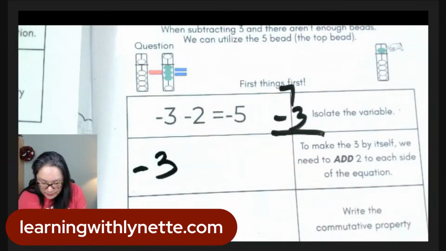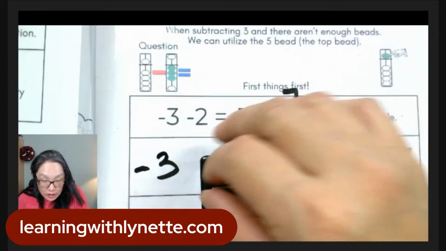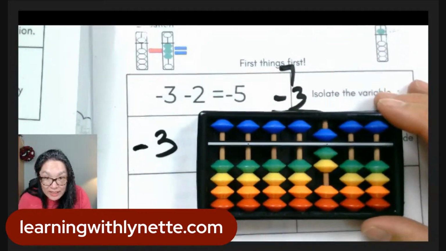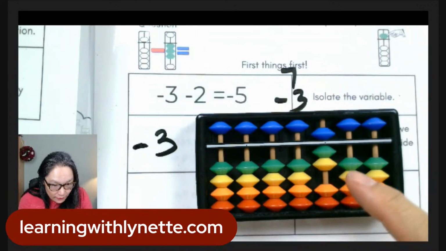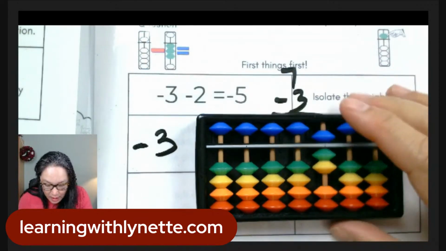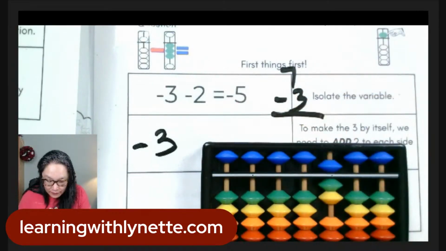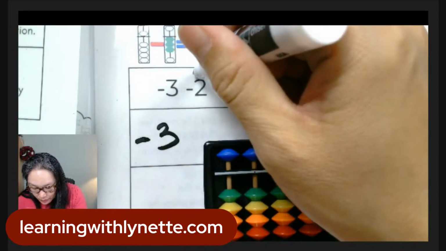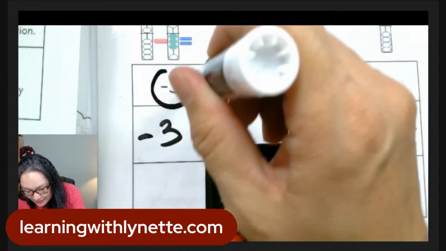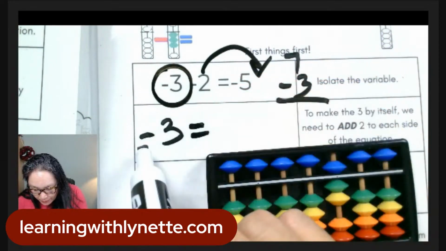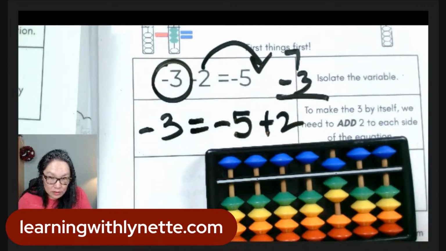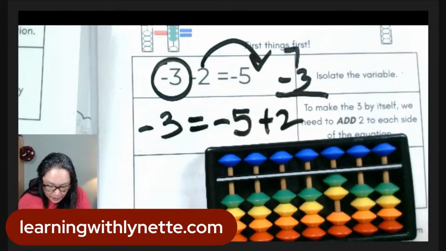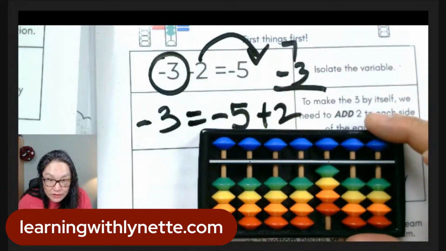So notice that when I want to minus the 3, the question goes 7, and I want to take away 3. There are not enough beads to take away the 3. So what do we do? I know how to take away the 5. So I'm going to move this over to this side, I'm going to isolate this variable. I'm going to have minus 3 is equal to minus the 5 plus 2. So I'm going to minus the 5. I'm going to add the 2. So my final answer is 4.